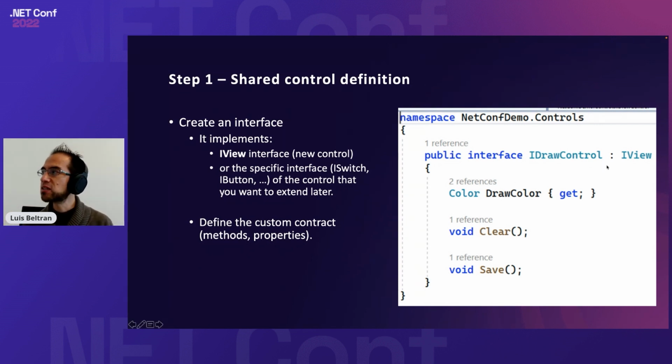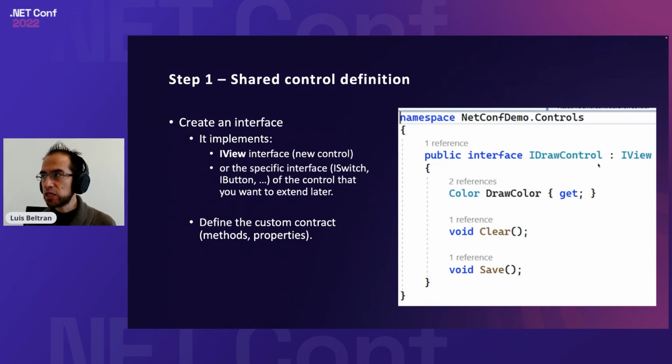This interface implements the IView interface in case you want to create a new control. For example, in this case, I would like to define some surface where the user can draw by using a finger or some pointer. So the idea is, for example, you can create some control that allows the user to sign, let's say, and then we can save that signature into a file.